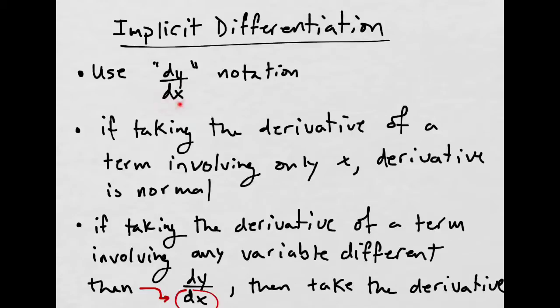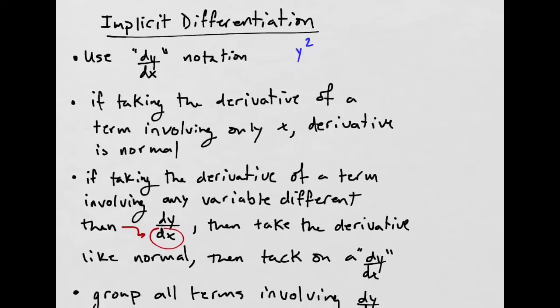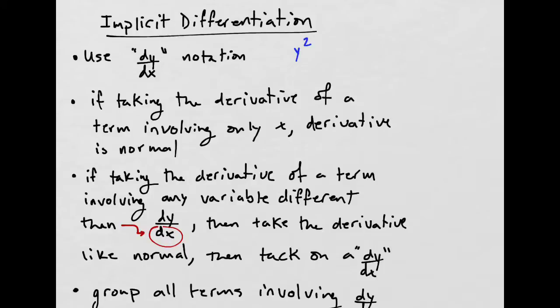taking the derivative of something and this part doesn't agree, like this variable doesn't agree with whatever you're taking the derivative of, say you're taking the derivative dy dx, but you're taking the derivative of like y squared, then if these variables disagree, you take the derivative like normal, then tack on a dy dx. I say it down here in one of the steps, but that's why I think dy dx notation is useful. And if you're taking the derivative of a term involving only x, you just do it like normal.